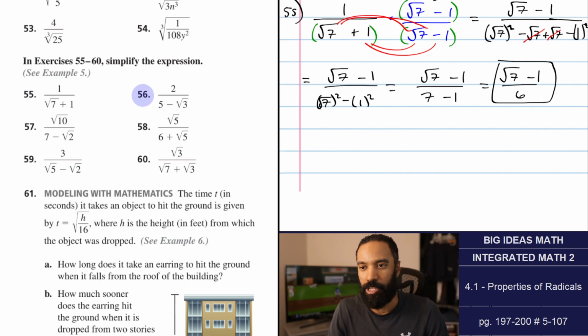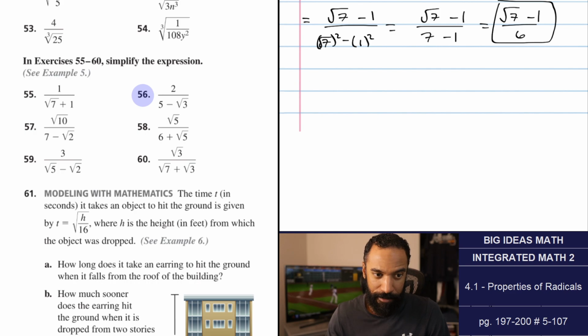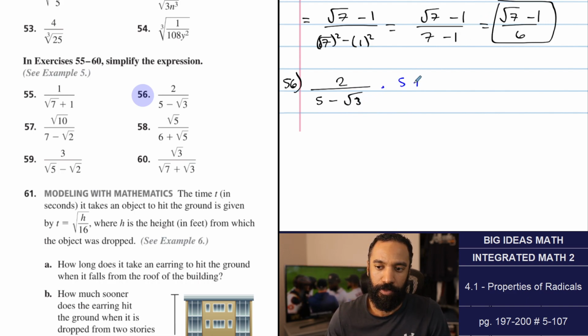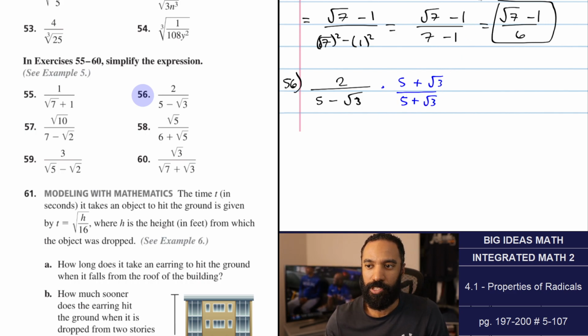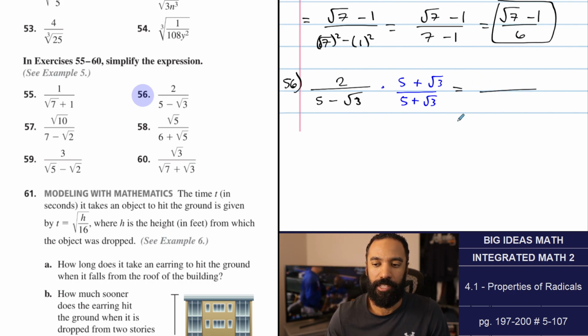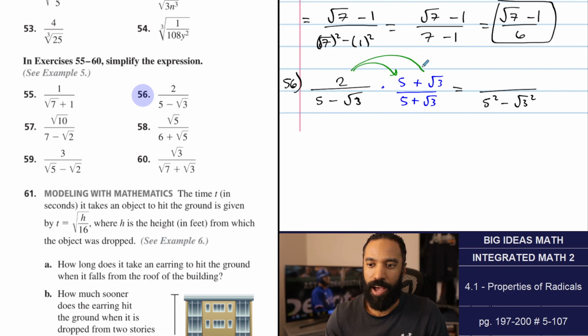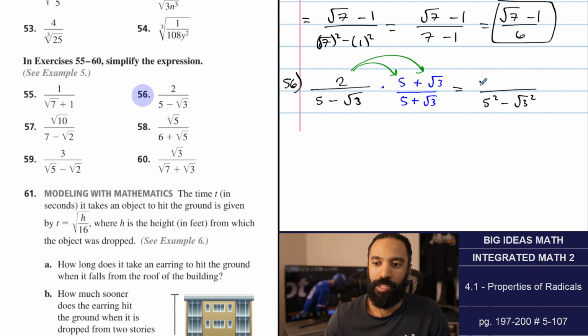Now, 56 is the last problem where I'm going to show the actual squaring of these numbers, and hopefully I can say it out loud and it'll be good. But I got 2 over 5 minus the square root of 3. Its conjugate will be 5 plus the square root of 3. This is what will provide me those difference of two squares. Now, I'm not going to write the parentheses, but keep in mind what will happen. It's a distribution. We're going to have 5 squared minus root 3 squared. And on top, 2 will distribute into 5 and root 3. It's not just 2 times 5. So it's 10 plus 2 root 3, okay?